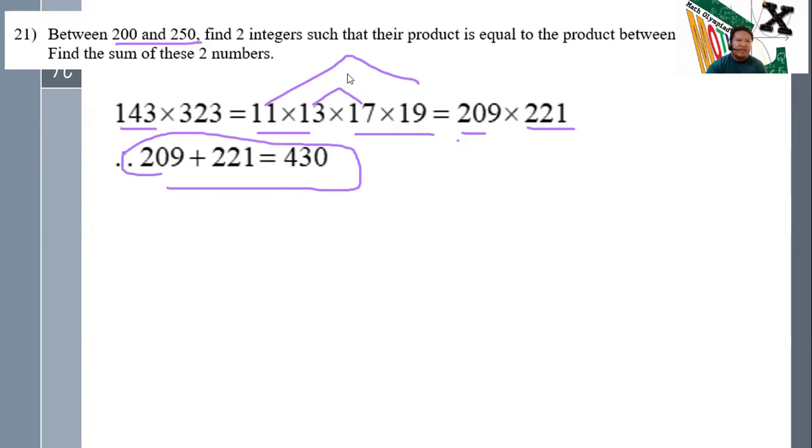Again, for number 21, 11 times 19 is 209. 13 times 17 is 221. Therefore, those are the two numbers, and their sum is 430.